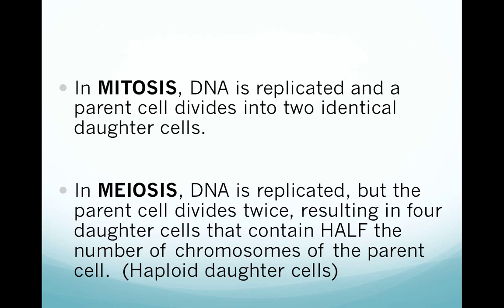In meiosis, DNA is replicated as well, but the parent cell divides twice, resulting in 4 daughter cells that each contain half the number of chromosomes of the parent cell. For a human, the parent cell would have 46 chromosomes as usual, but the daughter cells after meiosis would have 23 chromosomes. These cells are termed haploid because they have half the number of chromosomes of the normal diploid organism. These are gametes, so sperm and egg cells, and they're used for reproduction. Meiosis only takes place in the gonads, or the sex organs.